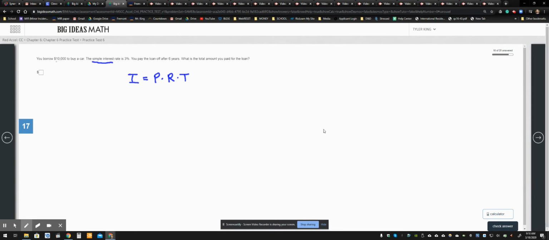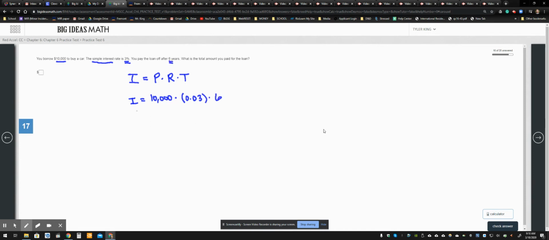Okay, so since we borrowed $10,000, that's going to be our principal. So we're going to have the amount of interest earned is equal to the $10,000 times the interest rate in decimal form. So we have 3%. Well, 3% in decimal form is 0.03, and we're going to times that by the number of years, 6 years.